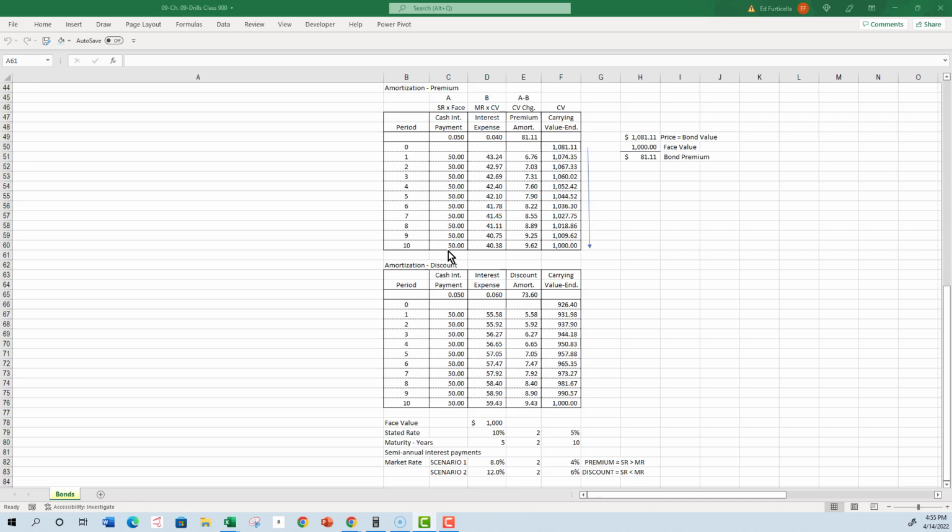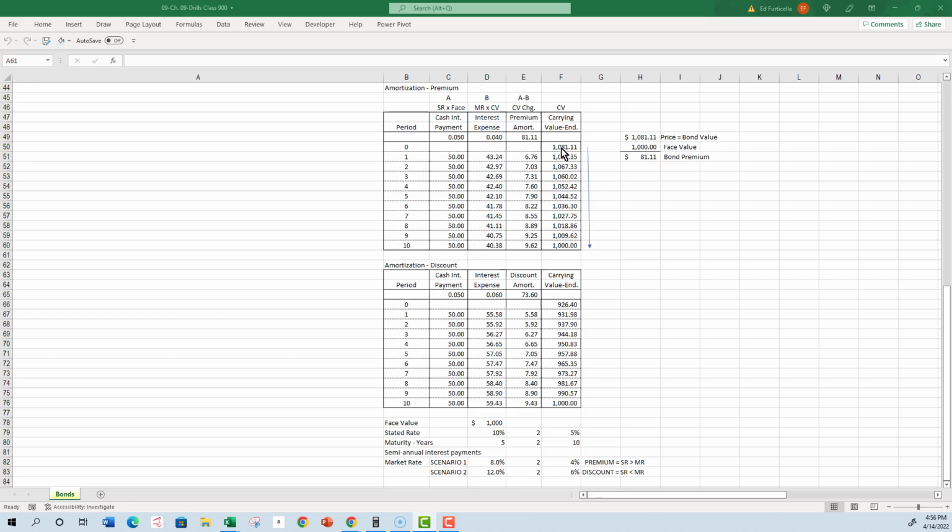The interest expense column is determined by multiplying the market interest rate by the prior period carrying value of the bond. In the first period, the interest expense will be determined by multiplying 4% times the issue price of the bond of $1,081.11. You get $43.24. So interest expense will always be the market rate times the carrying value for the prior period.